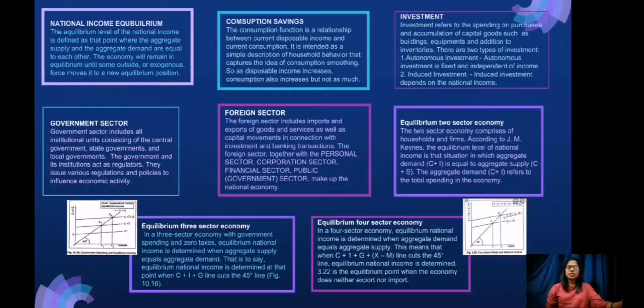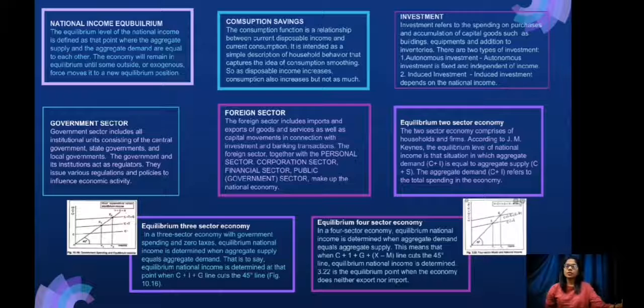Hi everyone, we would like to present about national income equilibrium. In national income equilibrium, there are two approaches to determine equilibrium. First is aggregate demand minus aggregate supply. Second one is injection minus leakage. In the aggregate demand minus aggregate supply approach, equilibrium occurs when AD equals AS. Same goes for the leakage minus injection approach. Equilibrium occurs when leakages equal injections.